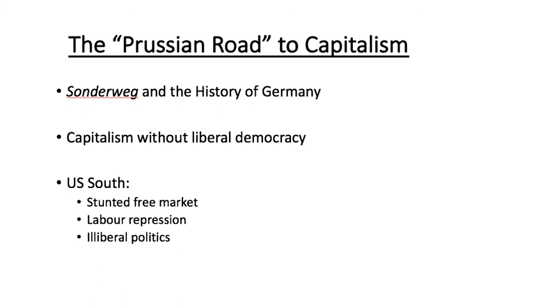So this is what Weiner means by the Prussian road. It comes from this concept in Germany called Sonderweg, which was a distinct German path of history. Well, this is a distinct Southern path of history that resembles the Prussian road because you get the development and road to capitalism, but not with liberal democracy. And in fact, it is the collapse of this system that brings about mechanization and industrialization in the South in the 1930s and 1940s, right? You had a stunted free labor market, labor repression, and illiberal politics.